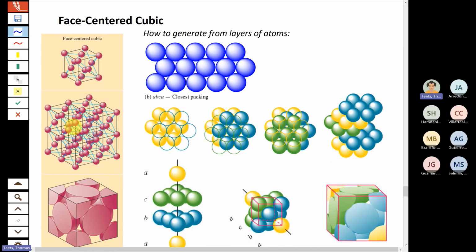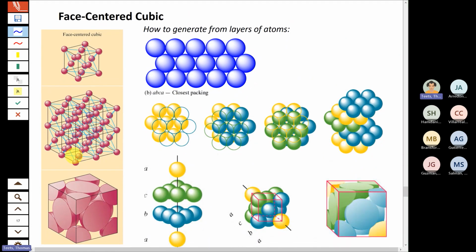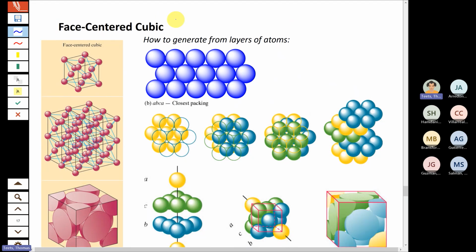It looks a lot more complicated, but in reality, it's not too bad, as we'll see once we break it down. The other name you sometimes see for this is cubic closest packed. That synonym kind of gives the game away: this is the most efficient way to pack spheres into a cube. There's no other way to do it that's more efficient than this.